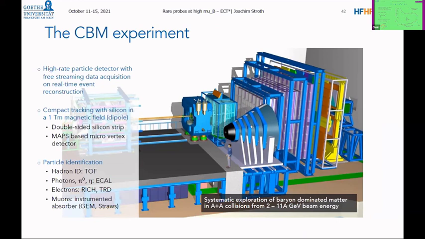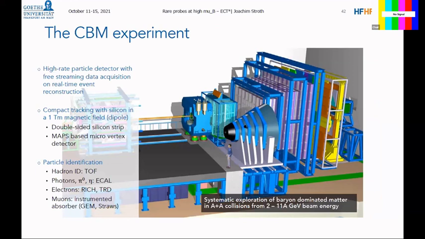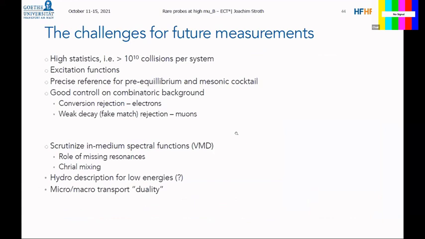Online event selection using a huge computer farm to be very sensitive. So triggering in that sense on mesons, dimuons would be filtering dimuons in online analysis. And with that high rate, we should have really fantastic statistics. So I leave the challenges for future measurements of electrons or muons for the discussion.